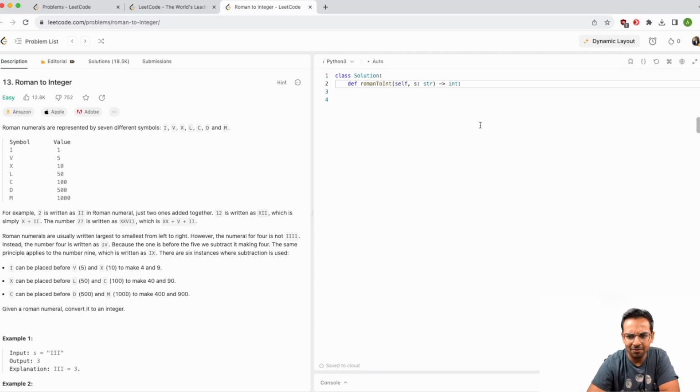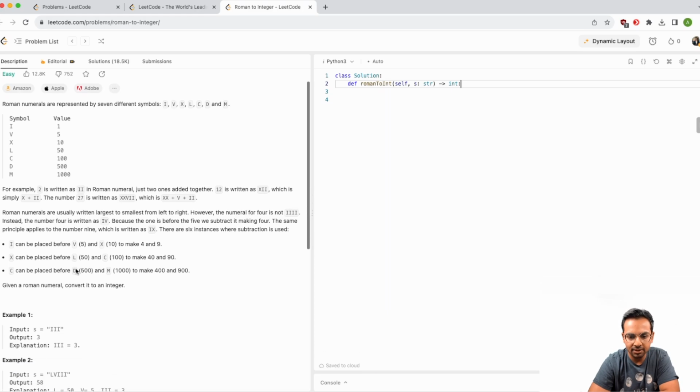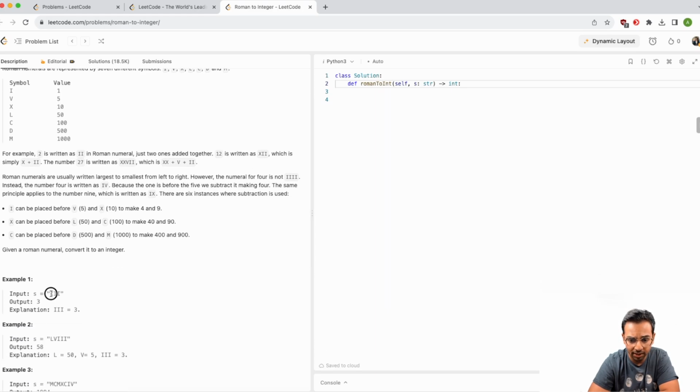Okay, so this is actually a follow-up to what we solved in problem number 12, where we were given an integer and we had to convert it into the Roman letters. Similarly, it's just the opposite of it. So you are given a string now and you have to return the integer out of it.